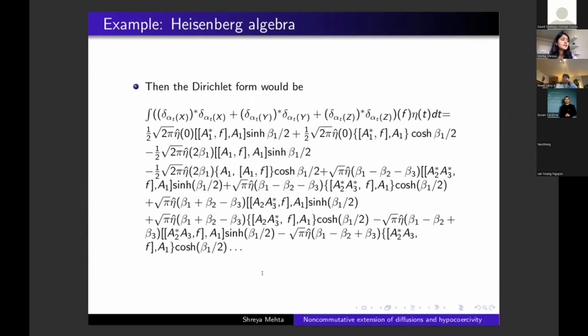So we saw that the Dirichlet form came out to be this very long, complicated expression. And in this case, this eta cap is just the Fourier transform of eta. So this expression for this example only has like 50 to 60 terms, which is very complicated. And we want to simplify it and make it more intuitive so that we can find some similarity with the classical case.